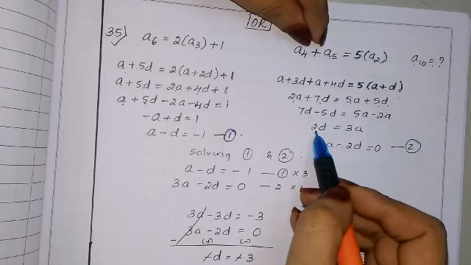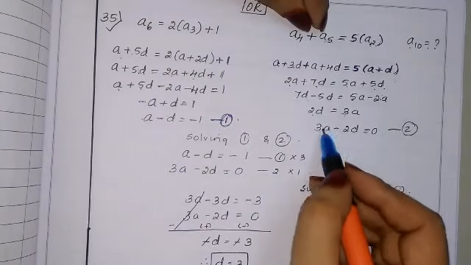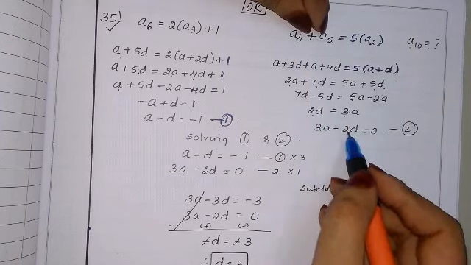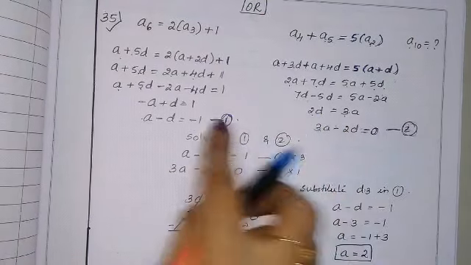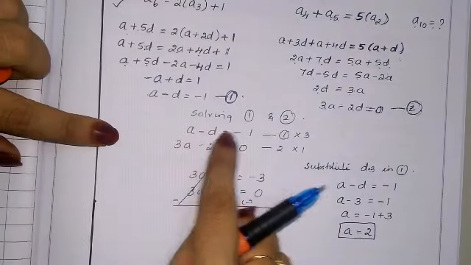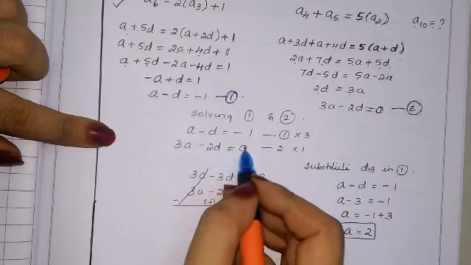7D minus 5D is 2D, and 5 minus 2 is 3, so 3A. Here it is 3 only. So 3A minus 2D is equal to 0. This is equation 2. Solving 1 and 2, what we got? A minus D is equal to minus 1, and 3A minus 2D is equal to 0.